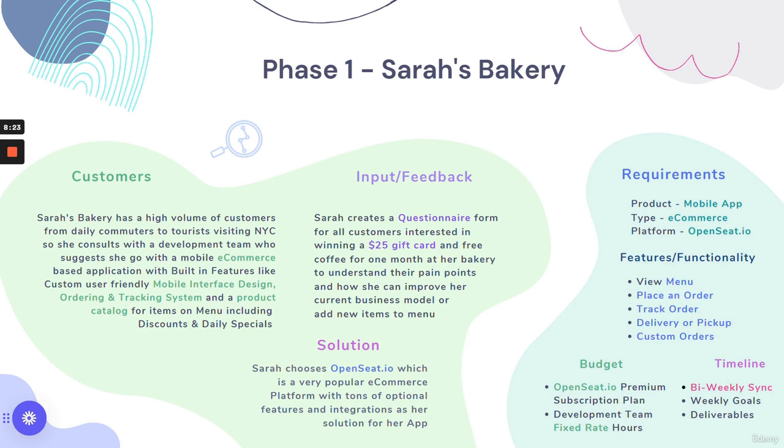Within this application that Sarah wants to develop, the budget includes a premium subscription plan to the OpenSeat.io platform, which is an e-commerce mobile-based platform, as well as fixed rate hours for the development team to be working a total of 60 hours to develop this entire application, its features, and functionality. Sarah and the development team have decided to have a bi-weekly meeting to ensure that things such as deliverables and expectations are on track. Sarah also establishes weekly goals with the development teams.